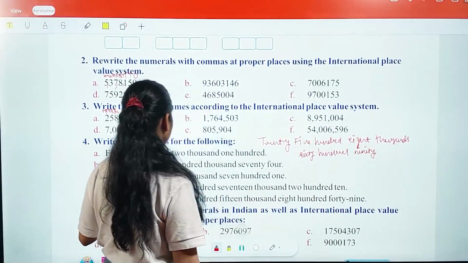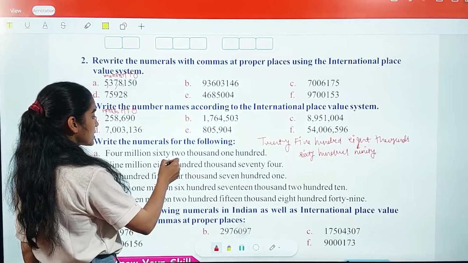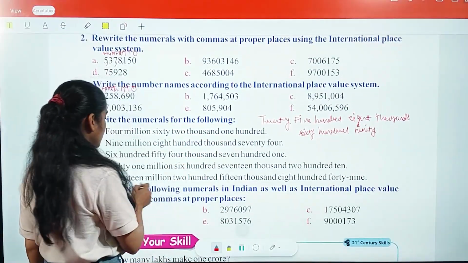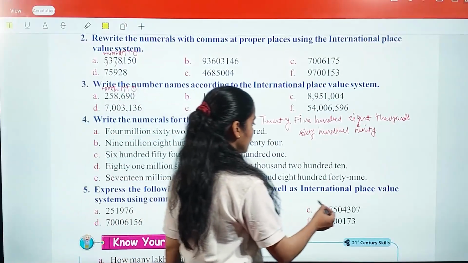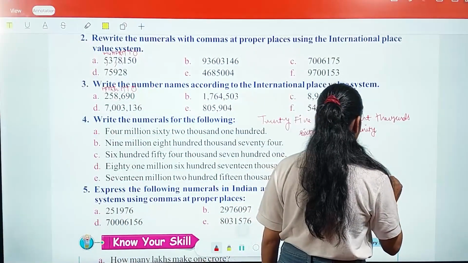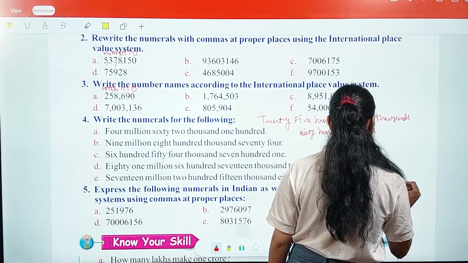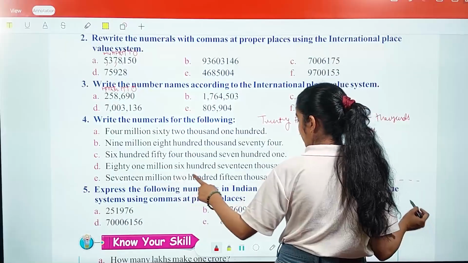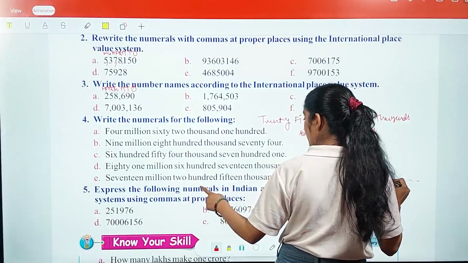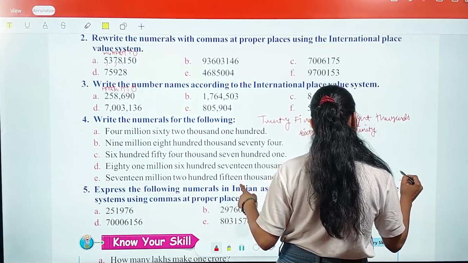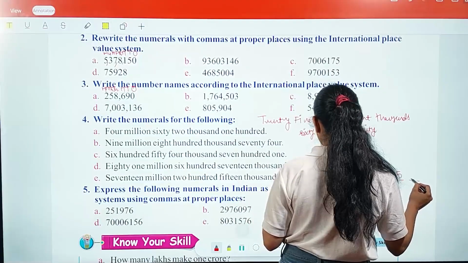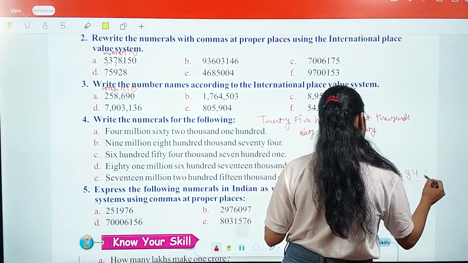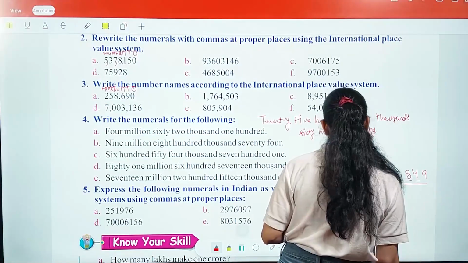Next, write the numerals for the following. 4,062,100. So we write for the 17,200,000. So first write 17 million. After this, we have to add commas. 17,215,849. So this is your amount.